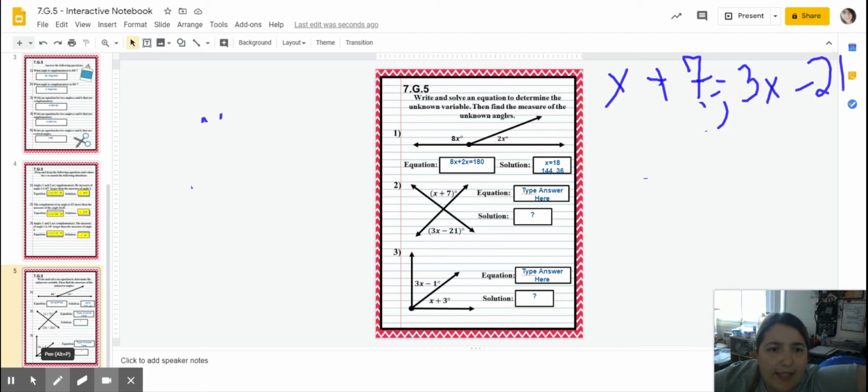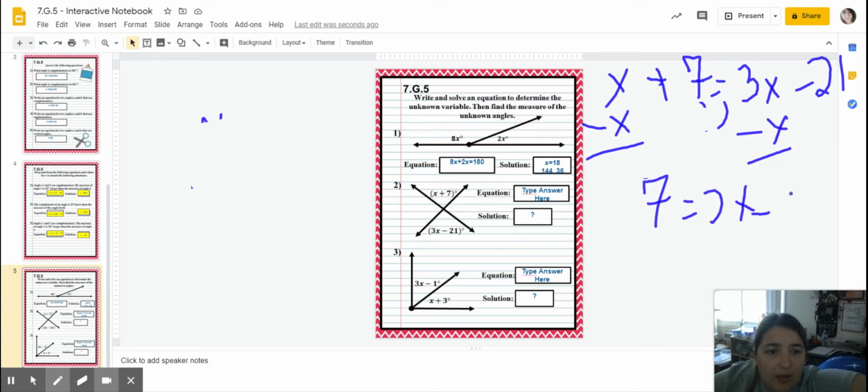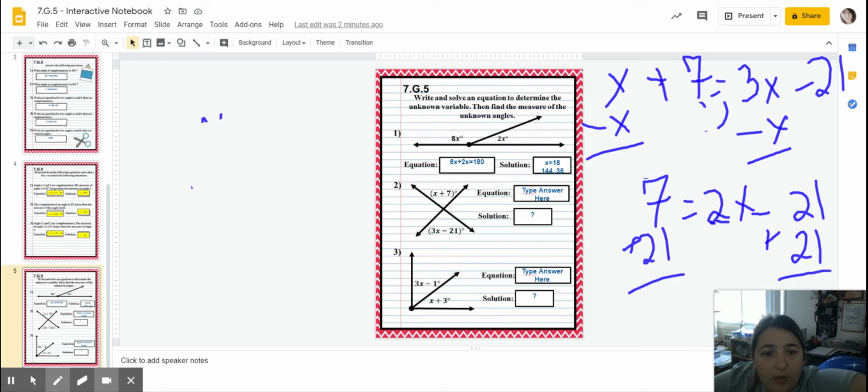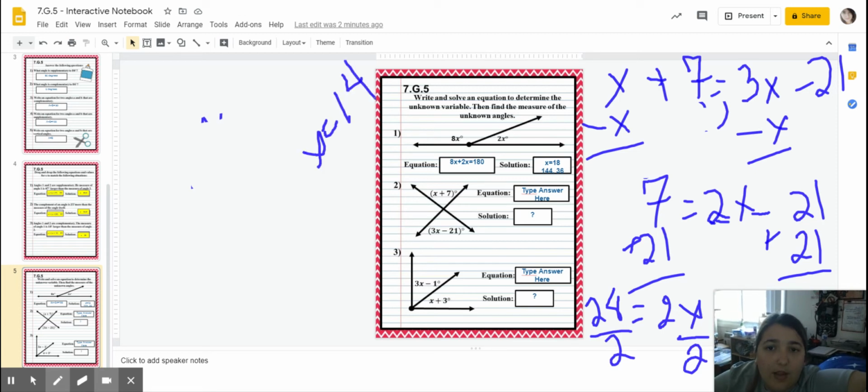So the first thing we do is get these x's alone. So I'm going to subtract 7 from both sides, and we're going to end up with 7 equals 2x minus 21. All right. So now we've got to add this 21 to the side to make these equal. So plus 21, plus 21, we have 28 equals 2x. So now we can divide both sides by 2, and we're going to have an answer of x equals 14. So our x is equal to 14.